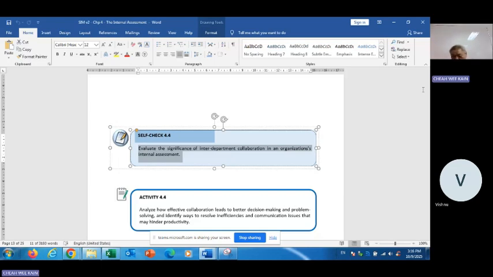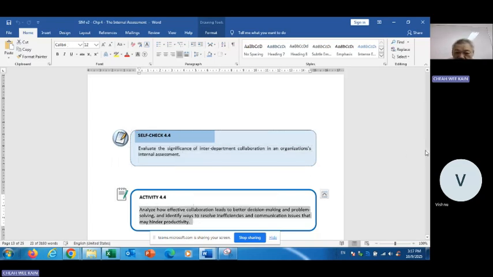If some of them are not collaborating, then, let's say, production is waiting for the raw material, and the warehouse is not cooperating, delaying the delivery of the goods. Therefore, production cannot produce on time. Right? So there must be a lot of cooperation. Okay? So what I want you to do is analyze how effective collaboration leads to better decision making and problem solving.